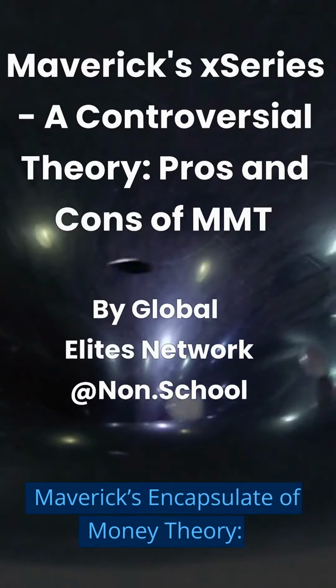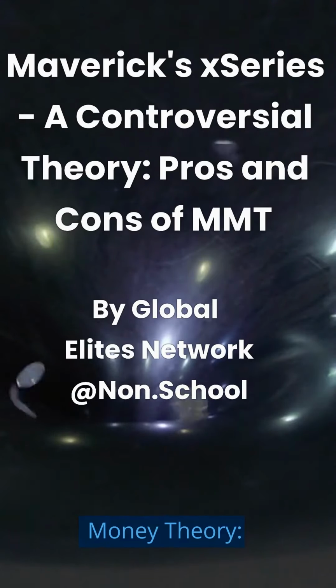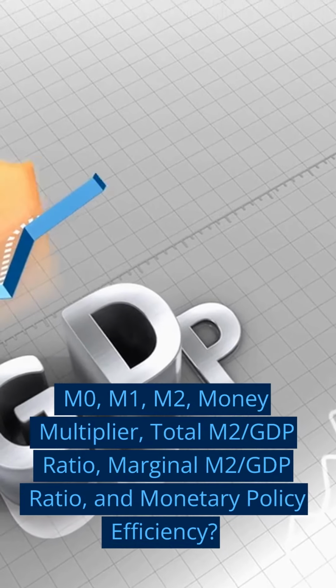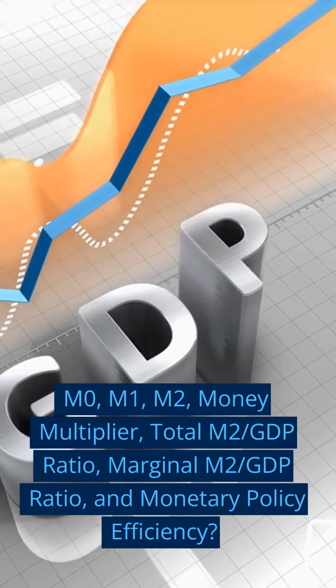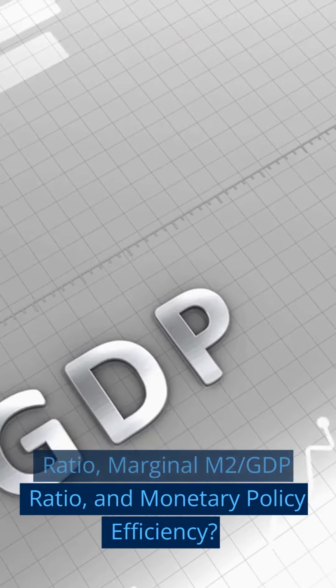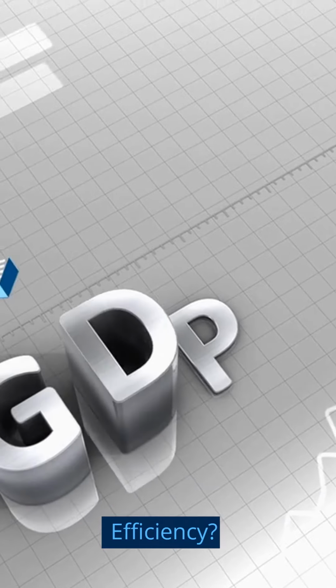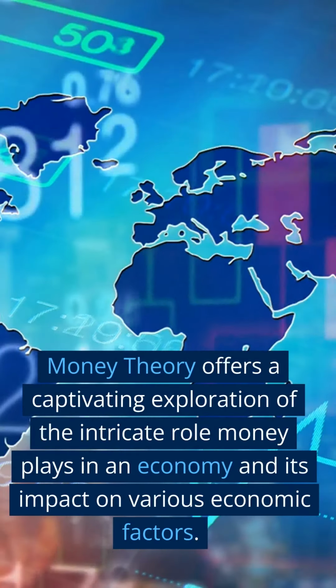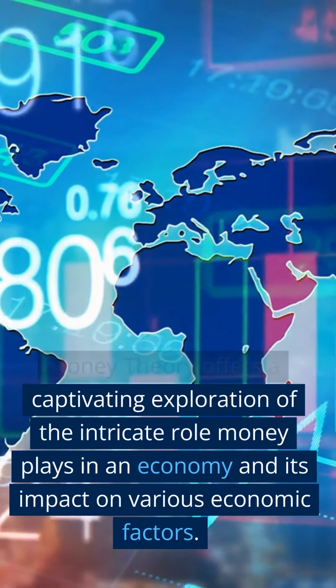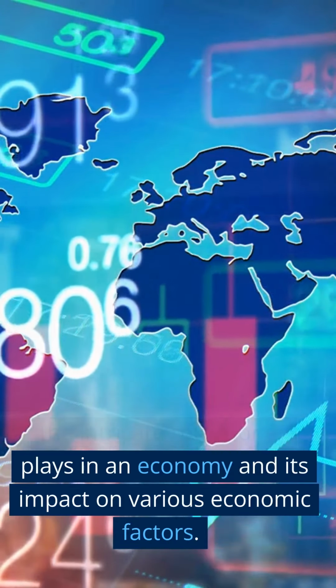Maverick's encapsulative money theory. M0, M1, M2, money multiplier, total M2 GDP ratio, marginal M2 GDP ratio, and monetary policy efficiency? Money theory offers a captivating exploration of the intricate role money plays in an economy and its impact on various economic factors.